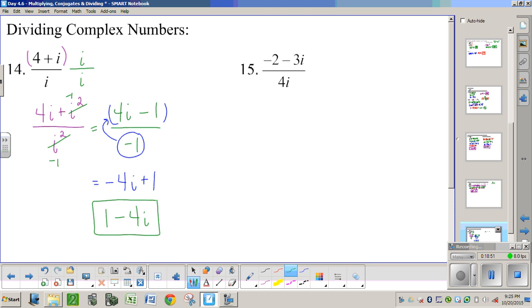Now, if this was on a quiz and you put 4i minus 1 over negative 1, you would get it right. I wouldn't take off points for that.